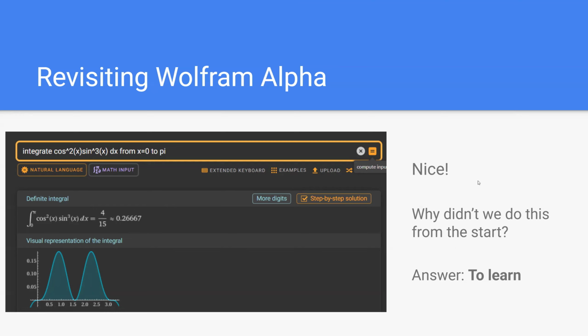Now you might wonder, why didn't we just use Wolfram Alpha from the beginning? Well, the answer is simple. It's to learn. By using both tools, we gain a deeper understanding of the problem and the methods used to solve it. Wolfram Alpha provides the final answer, but Copilot helps us understand the steps involved. This combination of tools enhances our learning experience and helps us develop a more comprehensive understanding of calculus.